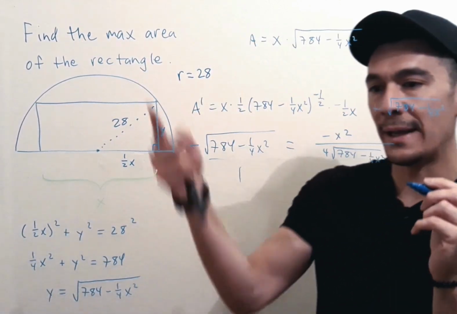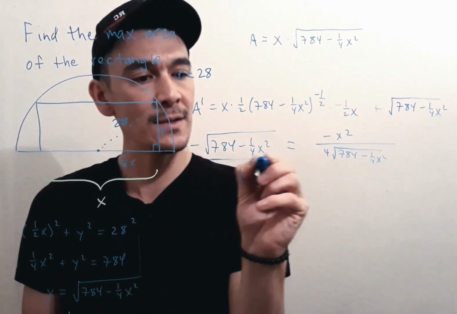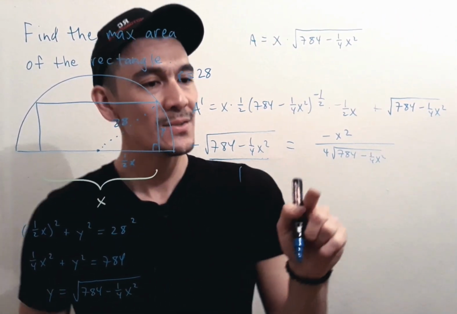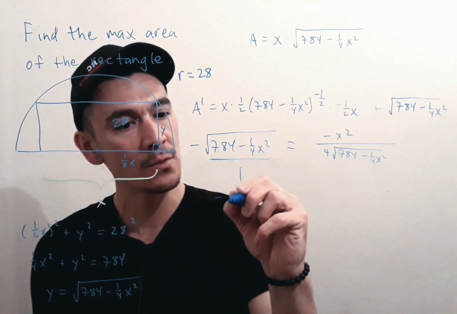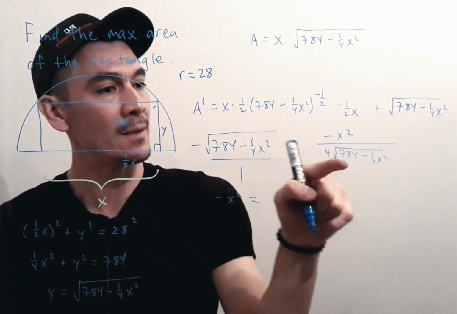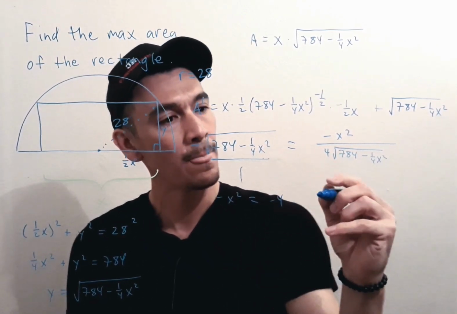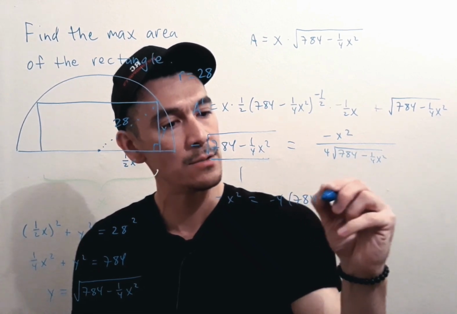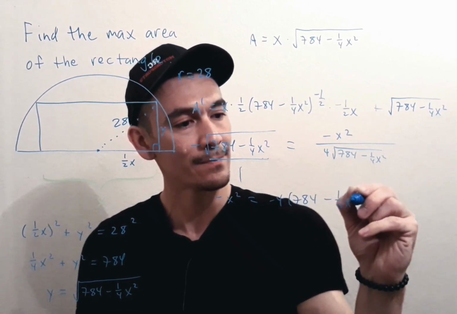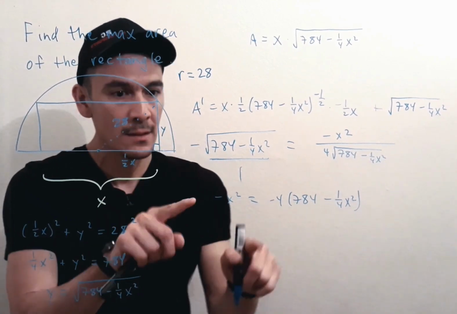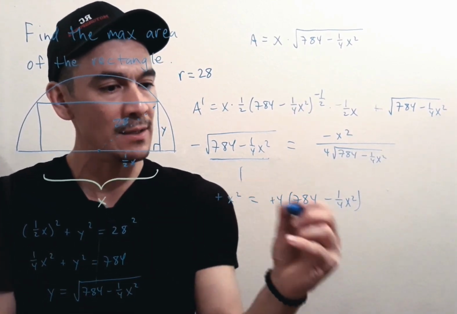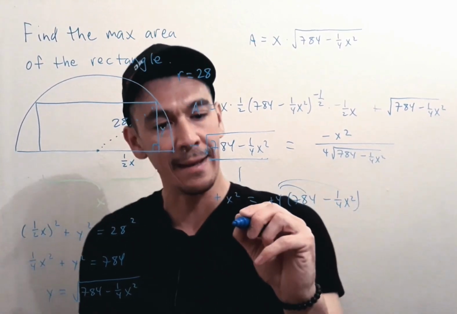Why don't we now perform a cross product? Let us cross multiply here. Okay? So this times that is just negative x squared. This times this would be negative 4. And then the square roots undo one another. So we get back this here. The two negatives can become positive. We can distribute this while we're at it.